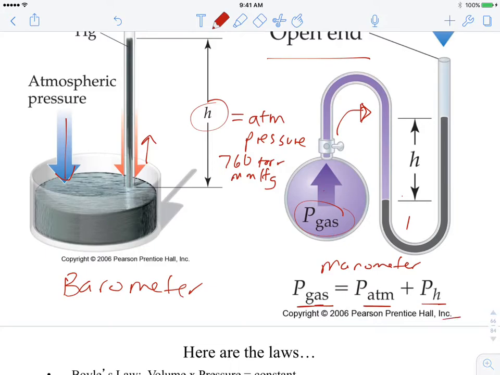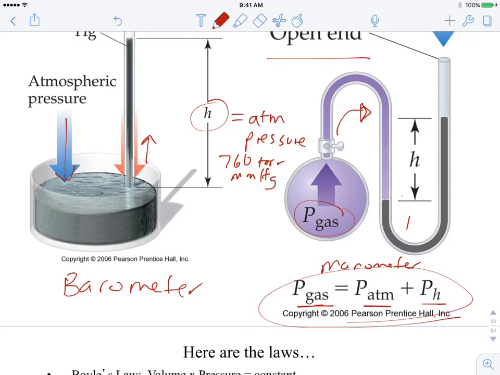This is a common question that you'll see on SAT 2, you'll see this on AP, you'll see this in IB. I want you to know about these devices, a manometer versus a barometer. We'll talk more about barometric pressure when we start measuring gas pressures over water and how the barometer becomes really important.